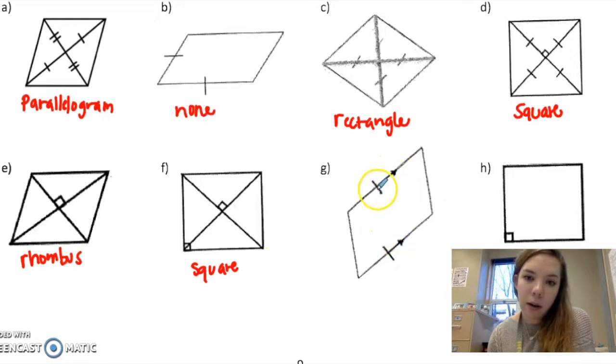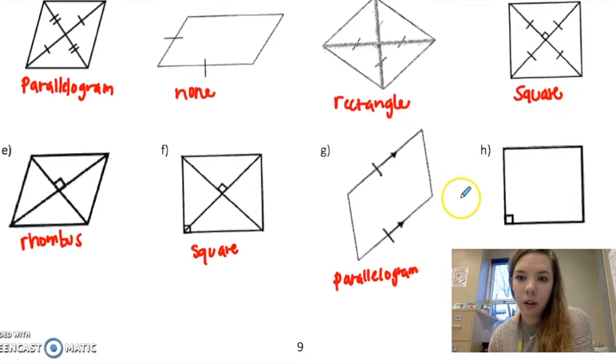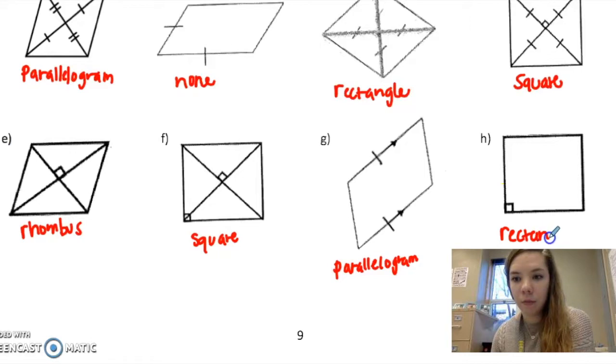Here, these sides are parallel and congruent, which means it's a parallelogram, but we don't know anything other than that. And then this very last one, we don't know anything about these side lengths, but since it has a 90-degree angle, we know that this is a rectangle.